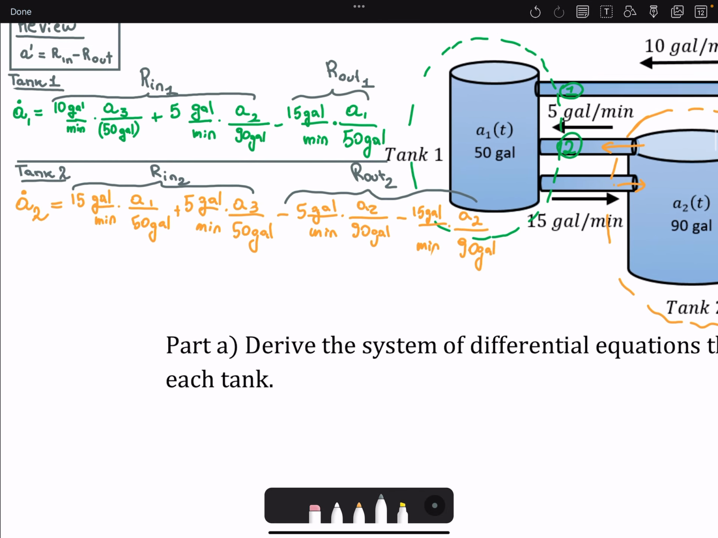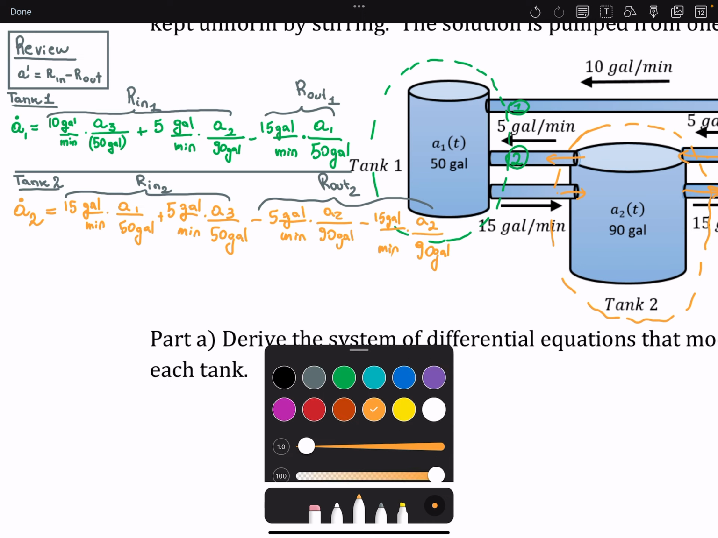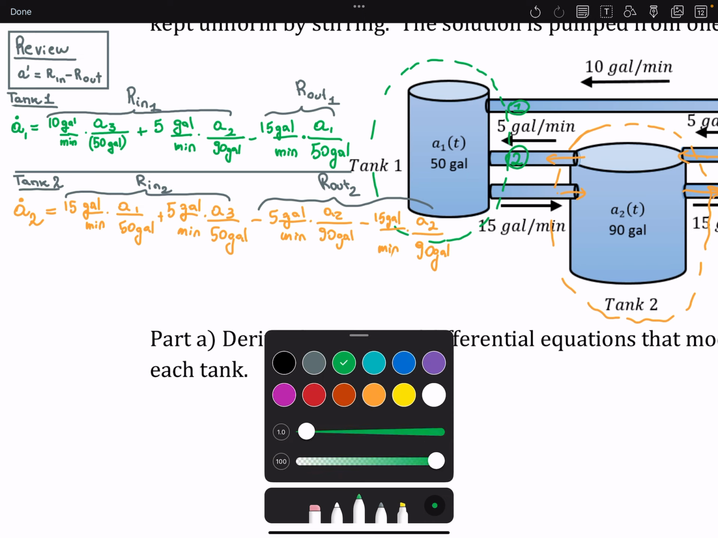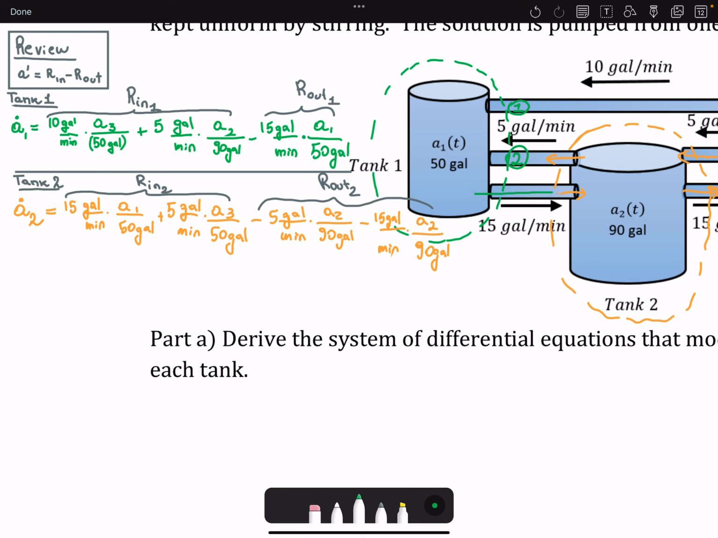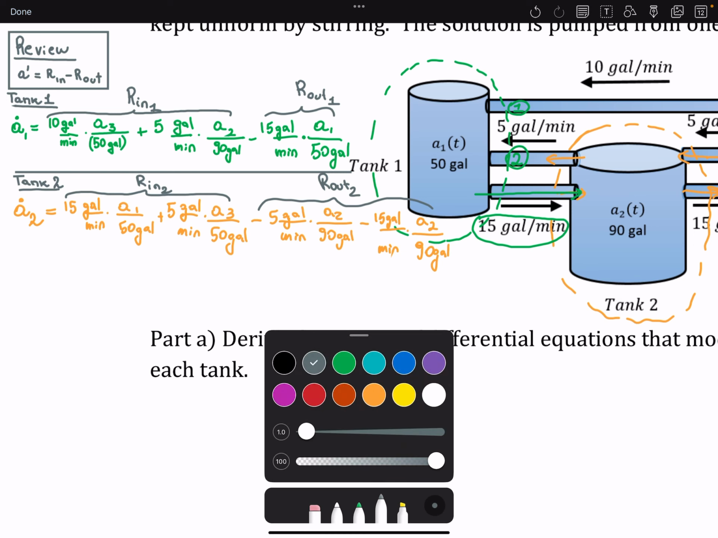Now let's do the same thing for tank 3. And I also want to show you how whatever is coming out of one tank and going into the other, like this 15, we should have a negative 15 gallons per minute times the concentration in our first tank, and then we should have a positive 15 with the same concentration because it's the same water. See how the concentration is the same? So this is a good way to check that your model makes sense. Okay, so now we're going to do the last one.